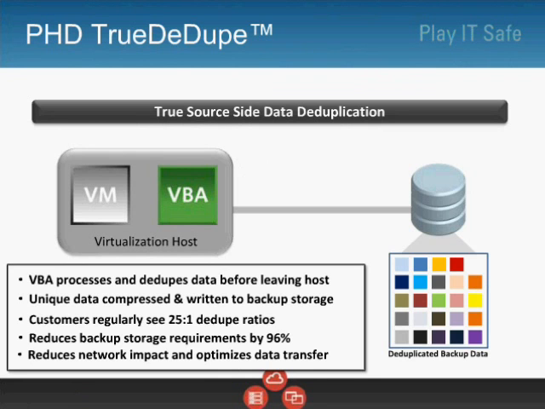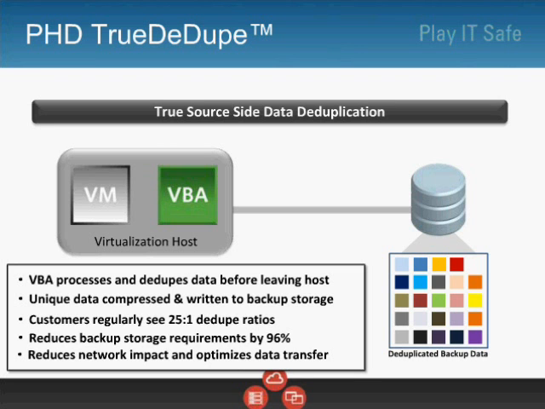So customers regularly see around 25 to 1 dedupe ratios, which reduces the backup storage requirements by 96%, and like I said, reduces the network impact for the transfer, so it gives you very fast, efficient backups. Yeah, and you can see here that our methodology is source side data dedupe.